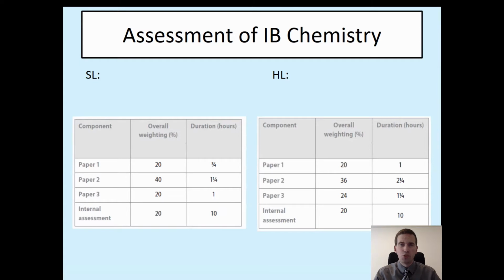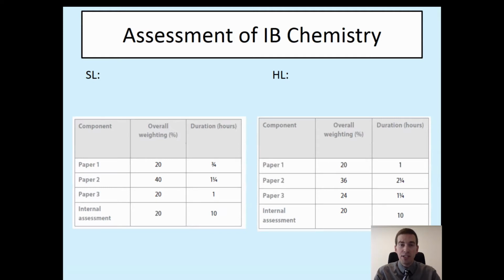Paper 2 is full of shorter response questions about the content, whereas paper 3 is divided into 2 sections. The first part is more data analysis and looking at experimental chemistry. The second part is based on the option you have chosen.